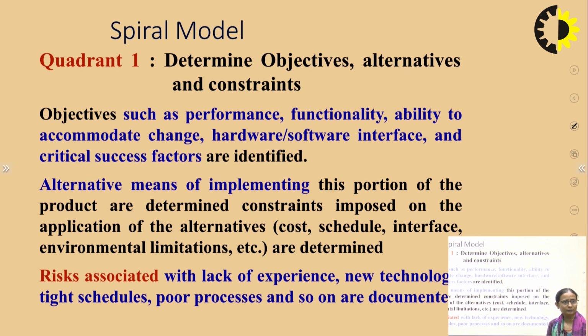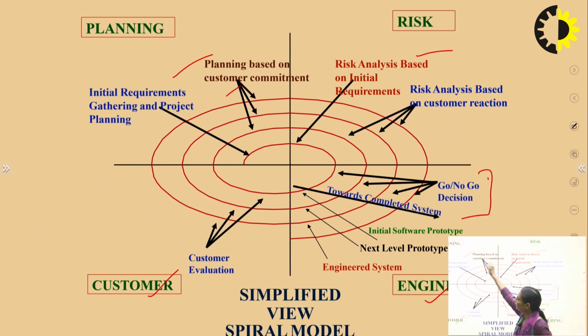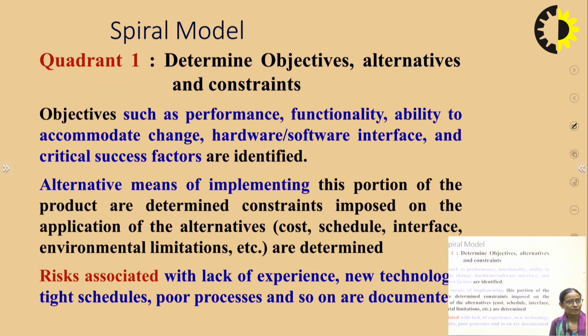So, quadrant 1, that is here. What we are having is planning: initial requirement gathering, project planning, and project planning based on the customer commitment. All things need to be done in this phase. Objectives such as performance, functionality, and ability to accommodate change we need to find out. For instance, as we are moving towards the next phase, we need to identify whether we are able to accommodate the changes or not. What are the hardware and software interfaces required, and the critical success factors of that particular phase, all things need to be determined in this particular quadrant.